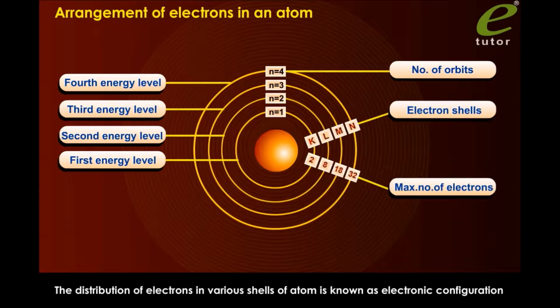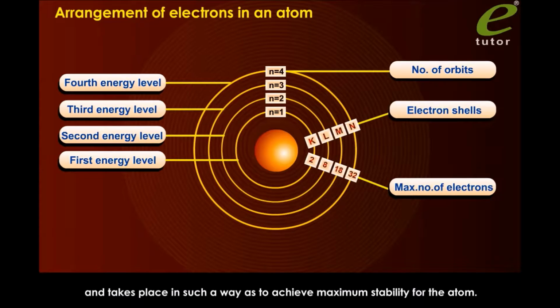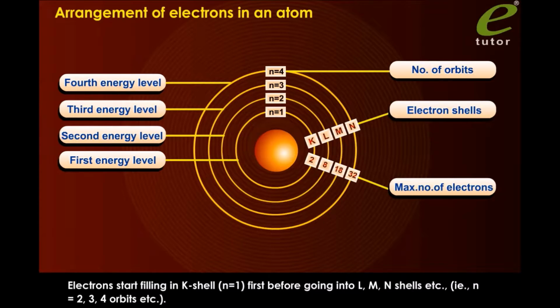The distribution of electrons in various shells of an atom is known as electronic configuration and takes place in such a way as to achieve maximum stability for the atom. Electrons start filling in K shell (n equals 1) first before going into L, M, N shells etc. That is, n equals 2, 3, 4 orbits etc.